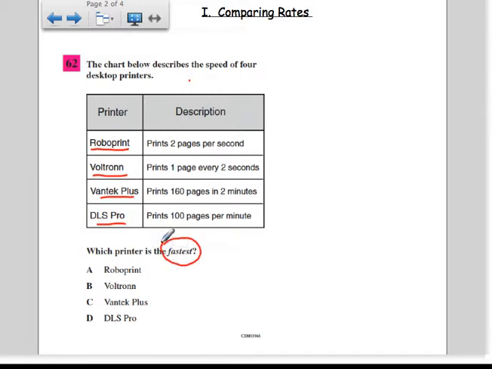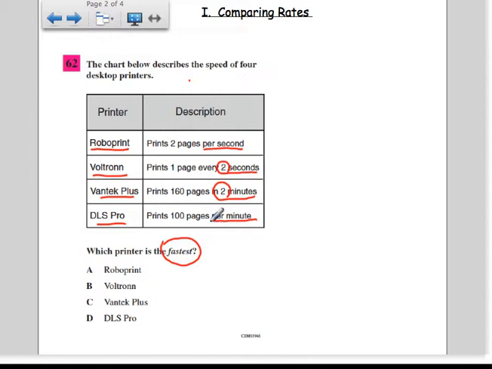The problem with that is it's hard to compare them because the first one says how many pages in 1 second. The second one is how many pages in every 2 seconds. The third one is how many pages in every 2 minutes. And the last one is how many pages in 1 minute. It's hard to compare them right now. So the goal is to rewrite all of these so that they have the same amount of time so that we can see how many pages they print in the same amount of time.